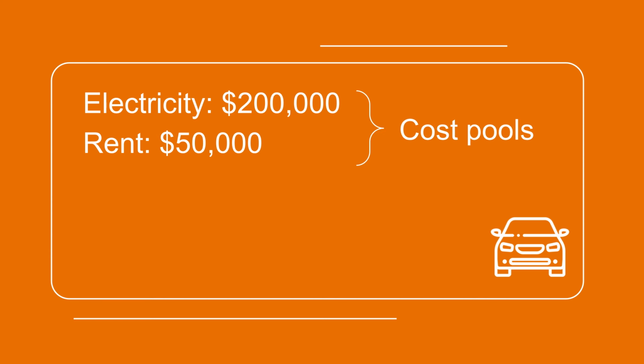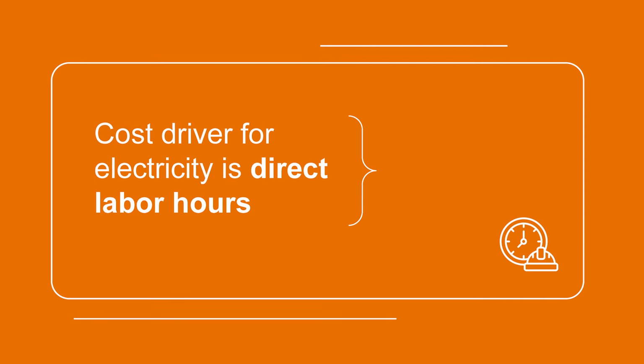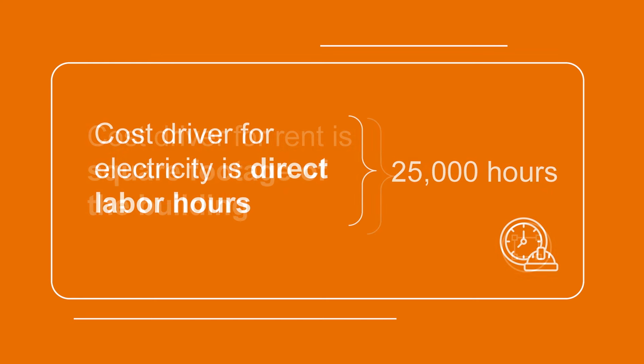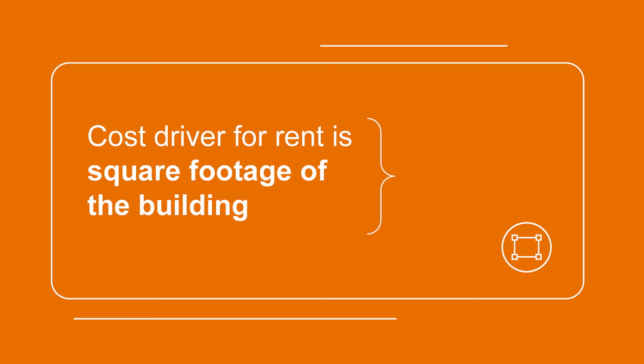Electricity and rent are the cost pools. Therefore, in our example, total electricity of $200,000 and total rent of $50,000 are the cost pools. The cost driver for electricity is the direct labor hours because the change in the electricity cost will be in proportion to the electricity used by labor. In this case, the total labor hours is 25,000 hours. The cost driver for rent is the square footage of the building. The total square footage is 10,000 square feet.